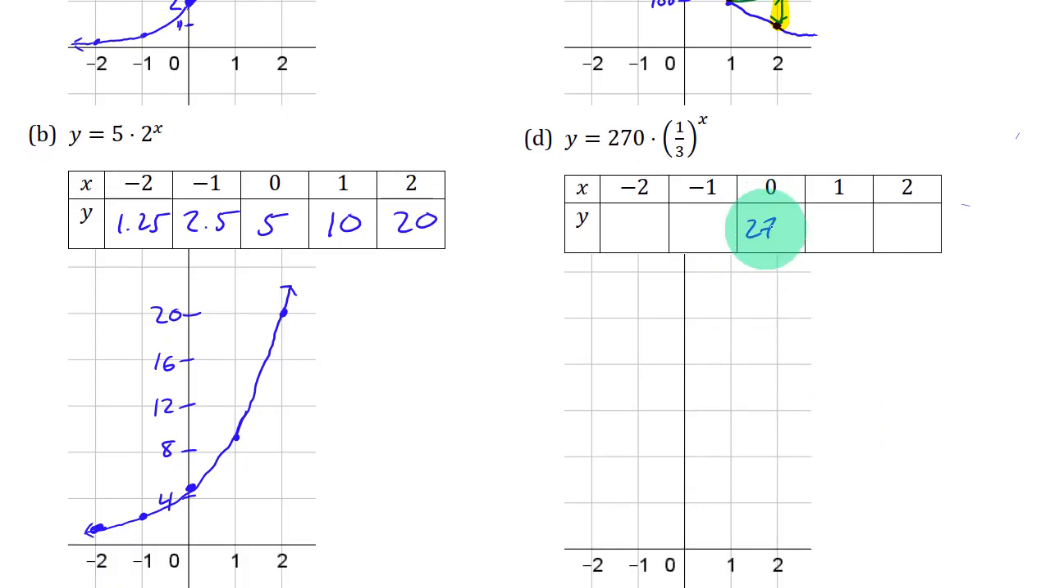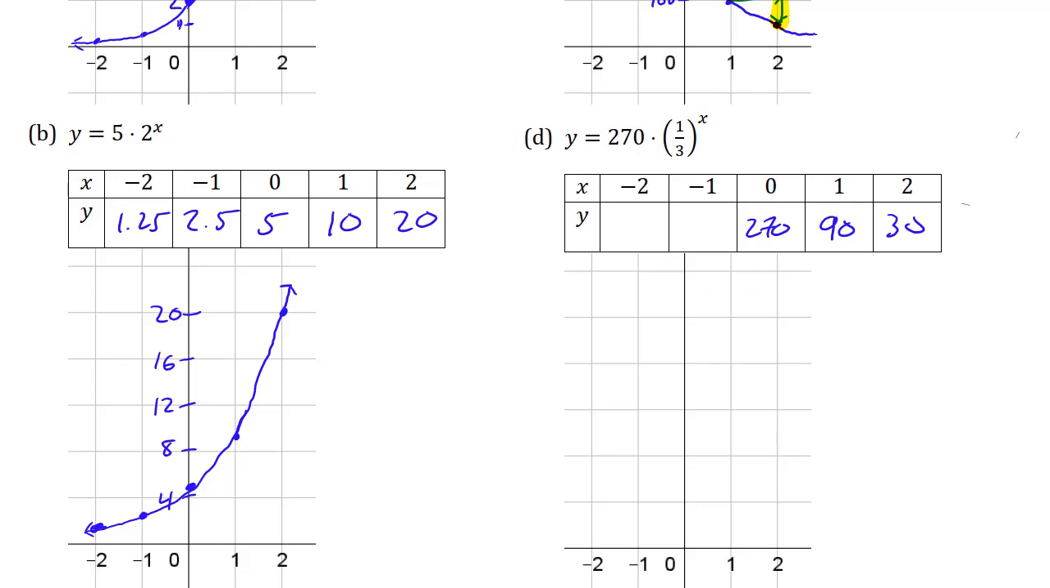Let's get D here. This is going to start at 270. That's the initial value. The growth factor is 1/3, so this is going to go down by 1/3, which is going to give you 90. 1/3 of that is 30. And this is going to be multiplied by 3 if we go backwards, which is going to be 810. That times another 3 is going to be 2,430.